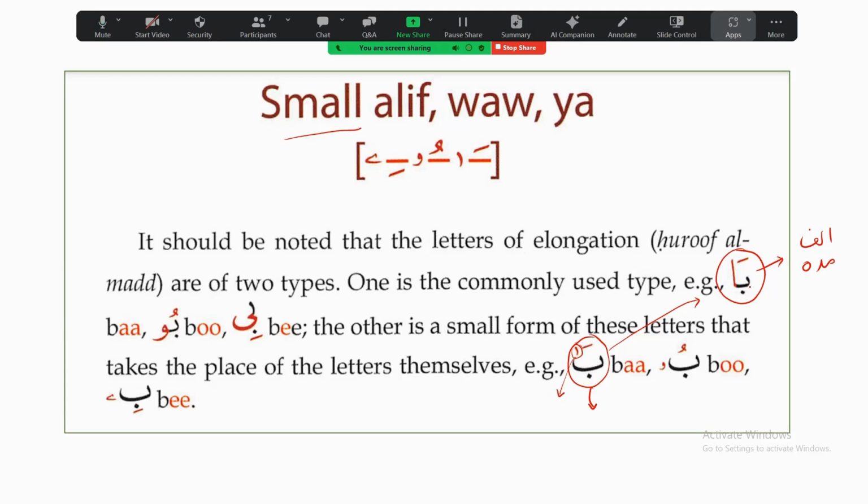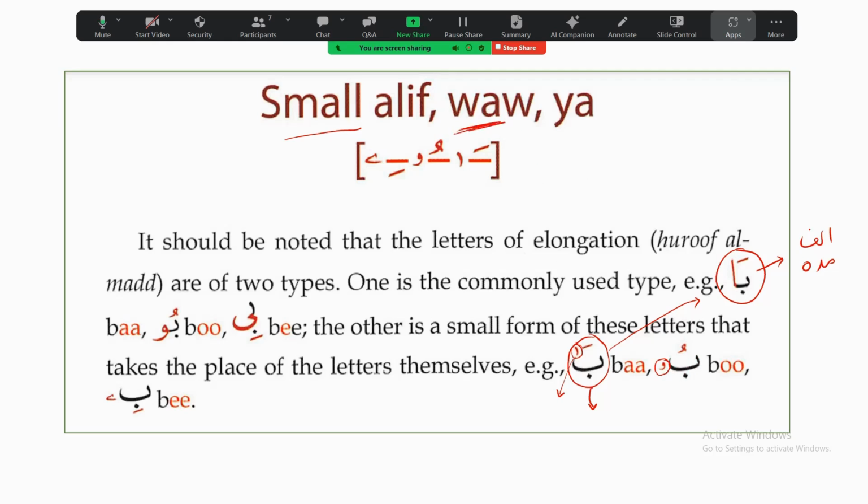So we said ba. Again here we will say ba. Both are exactly the same, just the way they're written is different. Okay, so in the next example you see ba with a dhamma on top of it, but here again you see this small waw mentioned here as well.